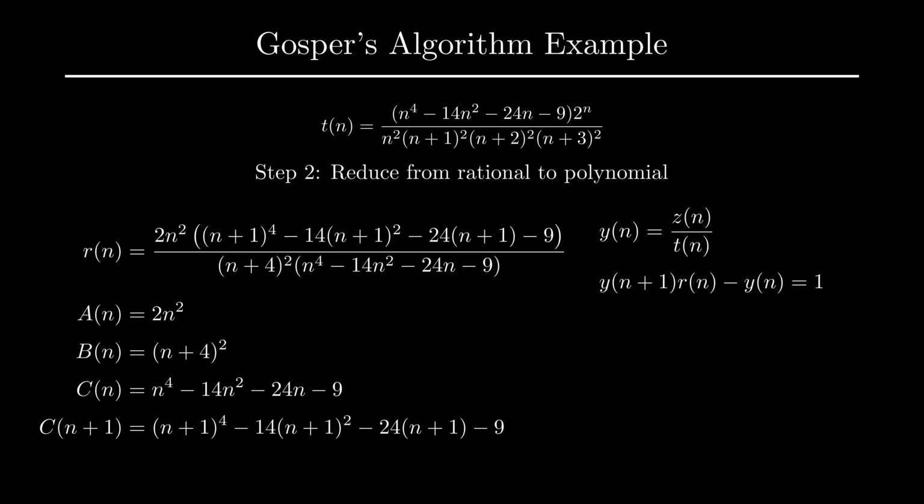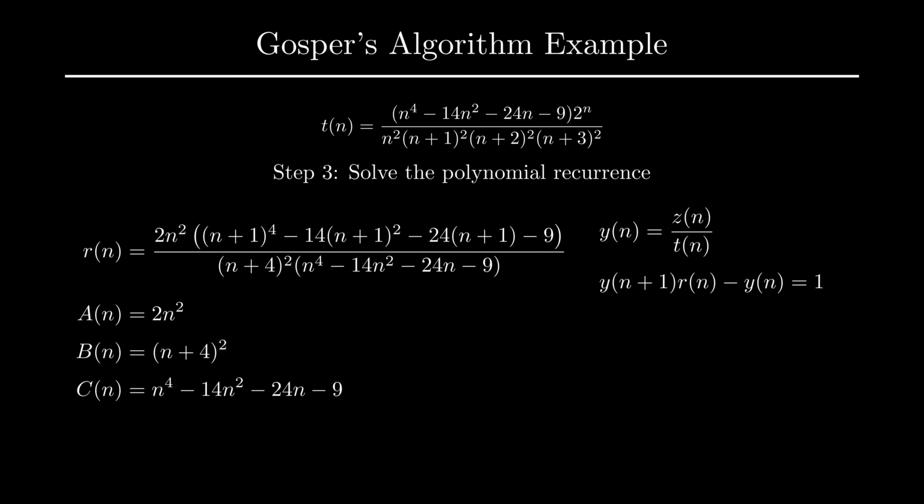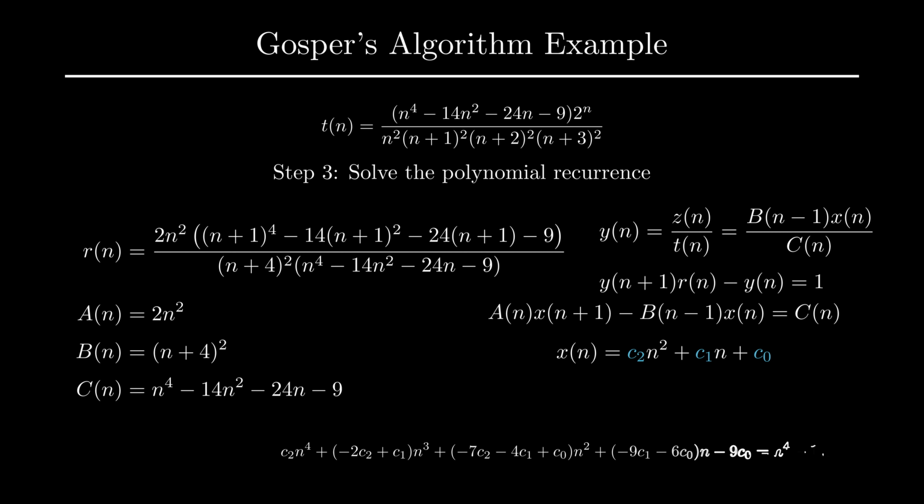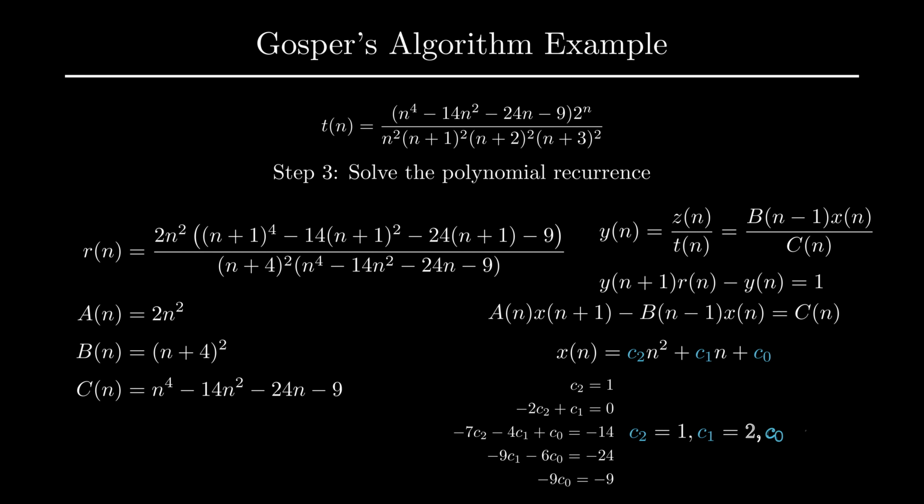We now have fulfilled all of the conditions, so we just need to solve the polynomial recurrence now. Let's first figure out the maximum degree of x of n. We can see that a of n and b of n have the same degree, but the leading coefficients of a of n and b of n are not the same, so the leading terms will not cancel. C of n is degree 4, so in order for the degrees to match, x of n must be degree 2. After plugging in and doing some tedious simplification, equating the coefficients, we get our x of n.